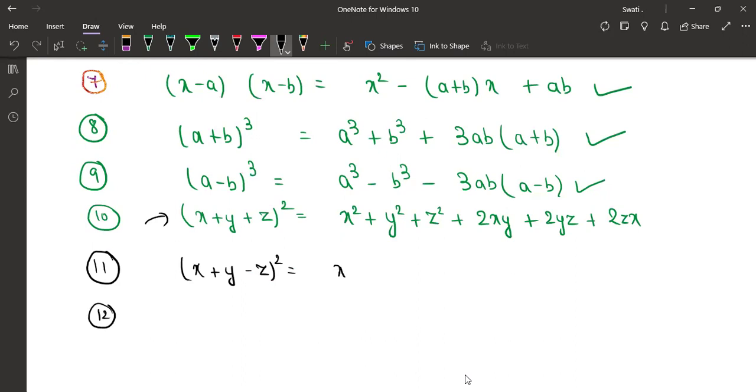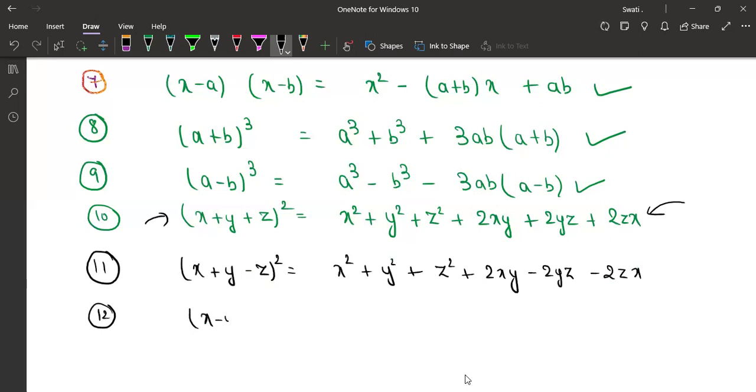So just use this formula only. So it is x squared plus y squared plus, it says minus z square, right? What is minus z square? It will be z square only, plus 2xy, right? Plus 2yz, but here it's minus z, so that will become minus 2yz, right? And then plus 2zx, but because we have minus, it will become minus 2zx. So is it not very simple? If you just know this formula, then all the other formulas you can derive on your own.